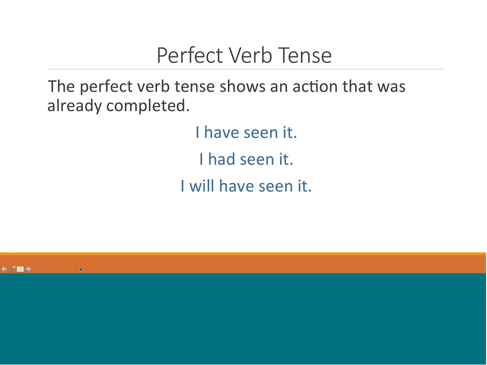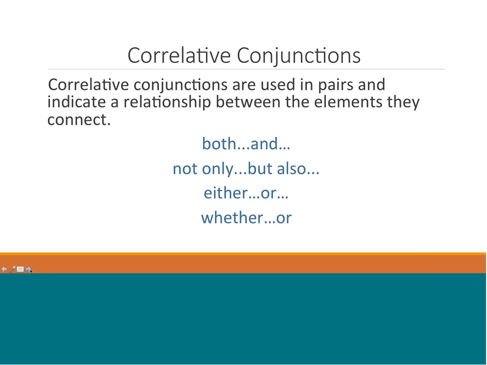Perfect verb tense shows an action that has already been completed. I have seen it, I had seen it, I will have seen it. Correlative conjunctions are used in pairs and indicate a relationship between the elements it connects. They connect. So both and, not only, but also, either or, whether or.